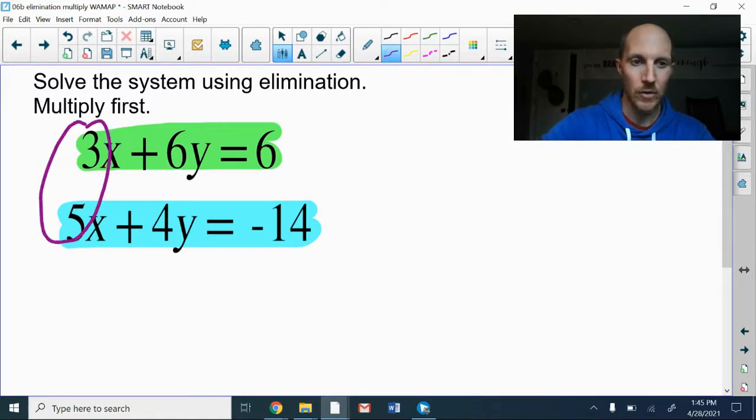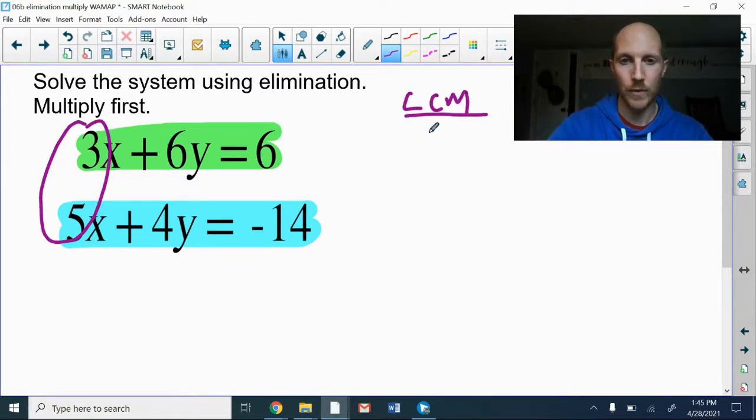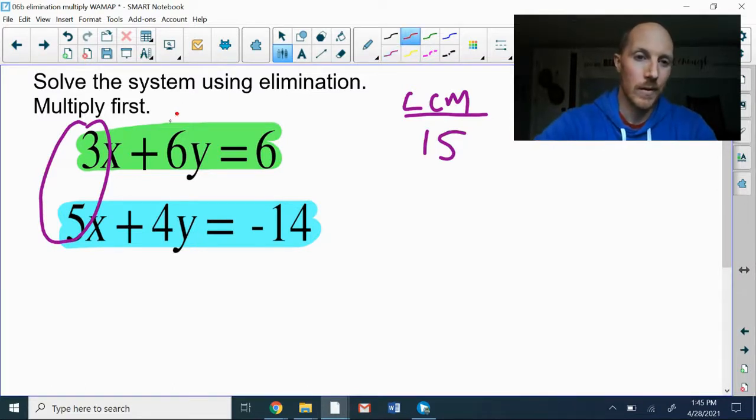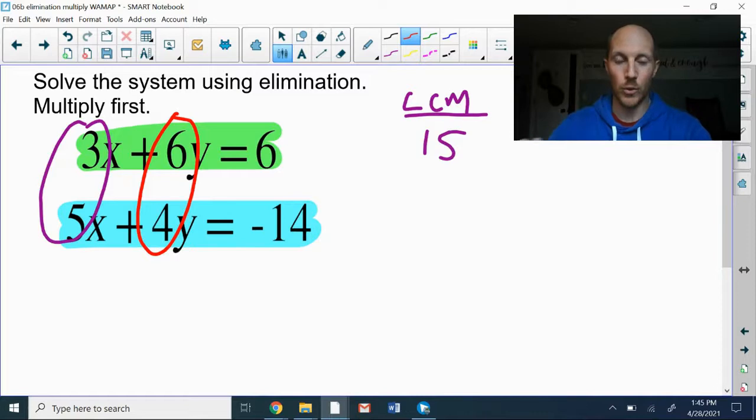If I was to use the x coefficients, the least common multiple for 3 and 5, that's going to be 15. I will have to multiply both equations to make them into 15x. I have to multiply the top equation by 5, the bottom equation, the green one, by negative 3. If I was to work with the y coefficients, the least common multiple for 4 and 6, that's 12.